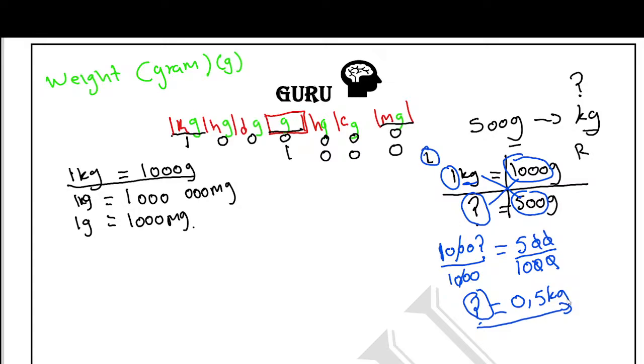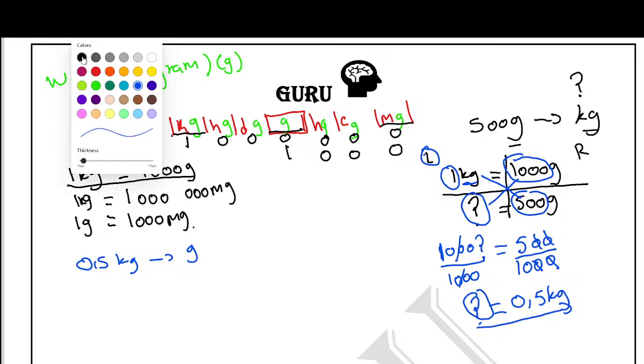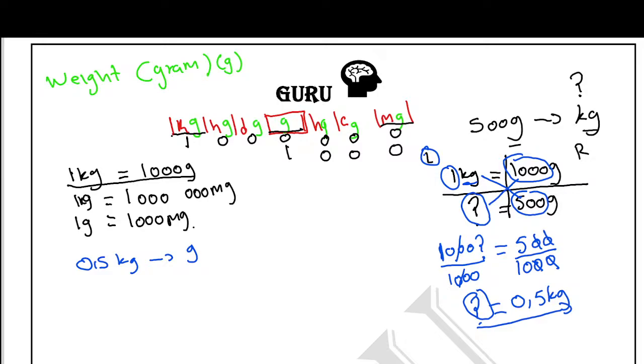Okay, now here's another question. I want us to convert now 0.5 kilograms to grams. Okay, what is the first step? We want to know what our metric system says about kilograms and grams. Okay, so our metric system says 1 kilogram is equals to 1000 grams.